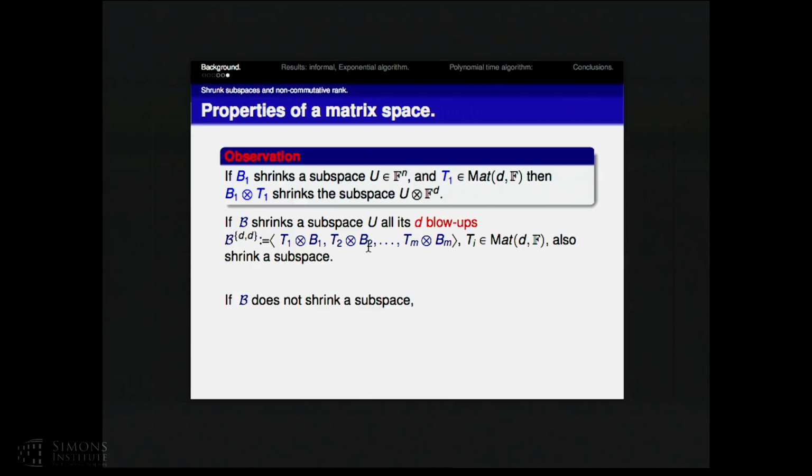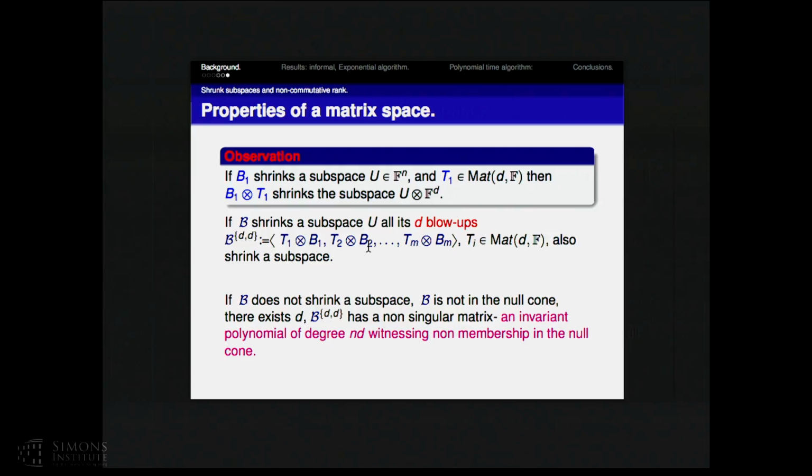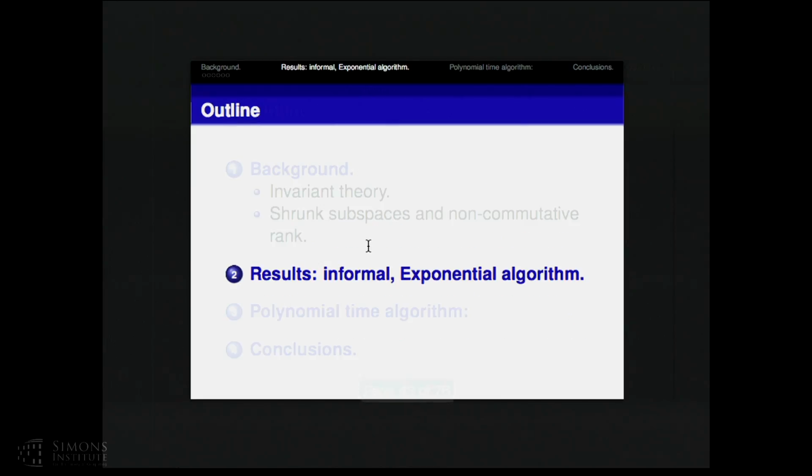So if B does not shrink a subspace, then by our alternate characterization, B is not in the null cone, which means, because all our invariants are of the kind T1 tensor B1, T2 tensor B2, Tm tensor Bm, that the blow up had better have a non-singular matrix, because there is an invariant polynomial which does not vanish then. But then this means that there is an invariant polynomial that witnesses non-membership in the null cone. And that is what we are actually looking for.